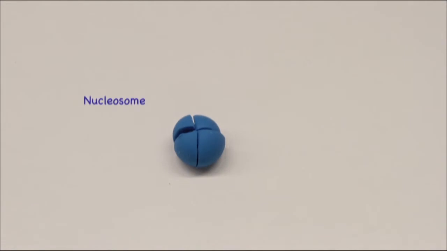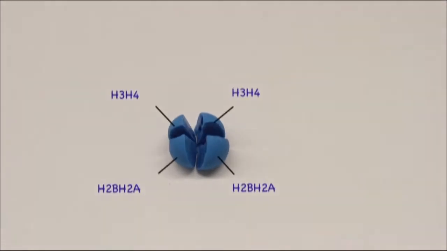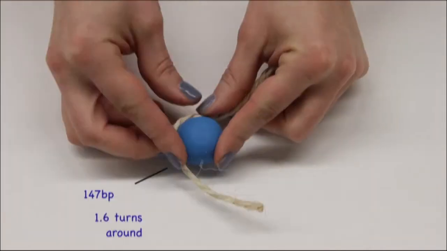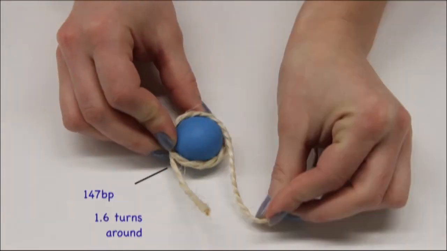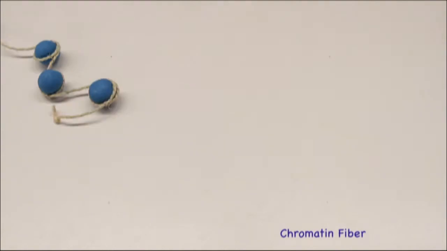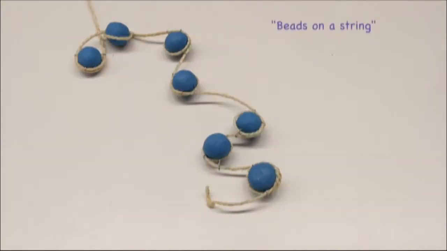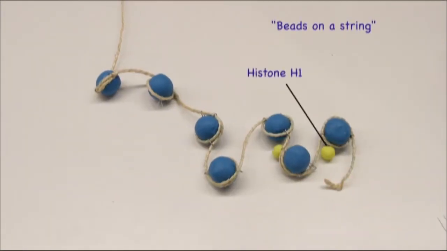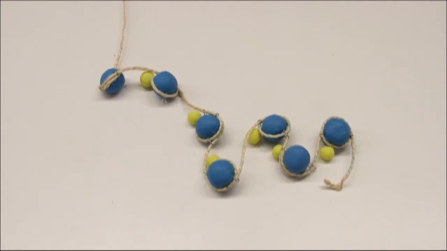Within the chromatin, the repeating unit is the nucleosome, made up of 147 base pairs of DNA wrapped in 2 turns around the core histones. Nucleosomes tie up to form a beads-on-the-string-like fiber, and the linker histone H1 helps further compact the fiber.